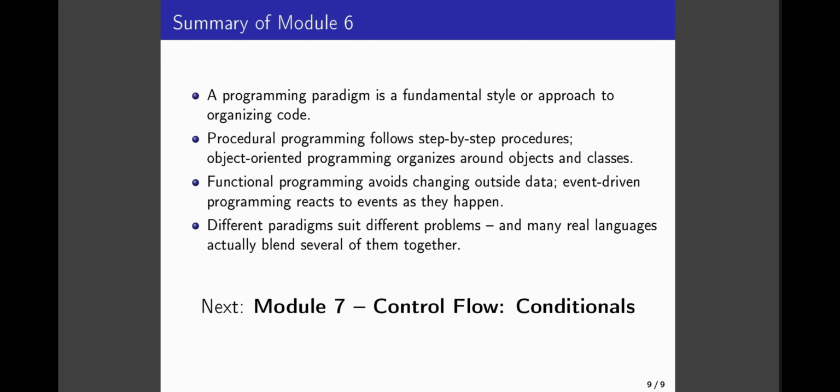So let's recap everything we covered in this module. A programming paradigm is a fundamental style or approach to organizing code. Procedural programming follows step-by-step procedures. Object-oriented programming organizes around objects and classes. Functional programming avoids changing outside data. Event-driven programming reacts to events as they happen. And different paradigms suit different problems, and many real languages actually blend several of these paradigms together. You don't have to pick just one.